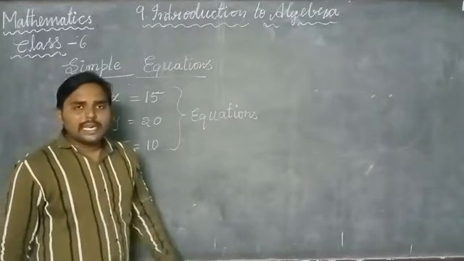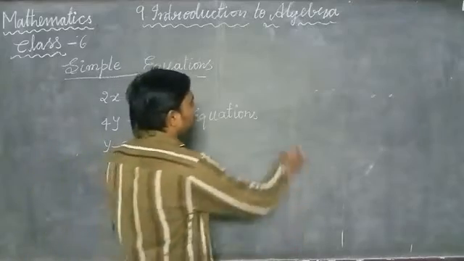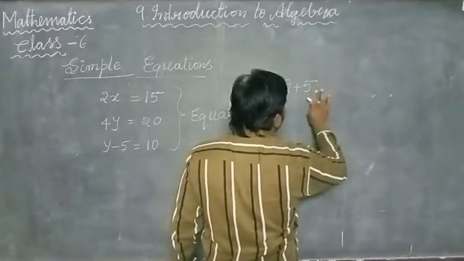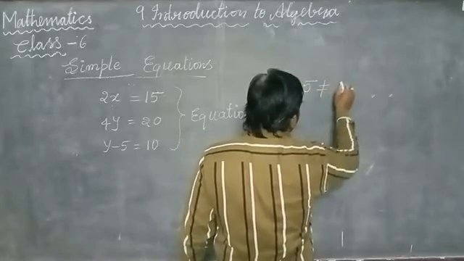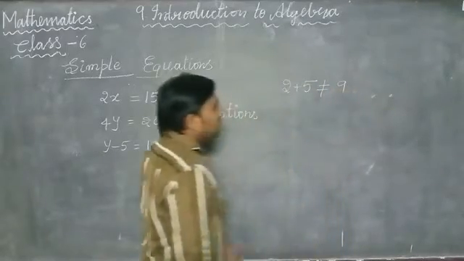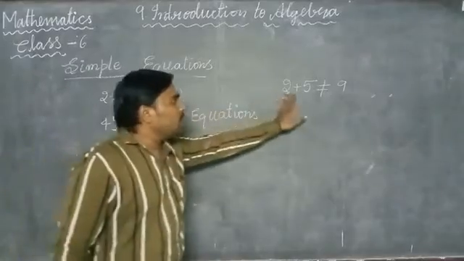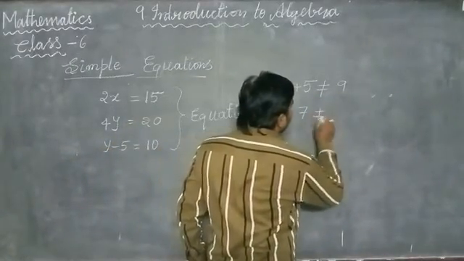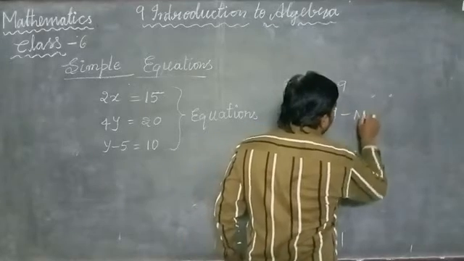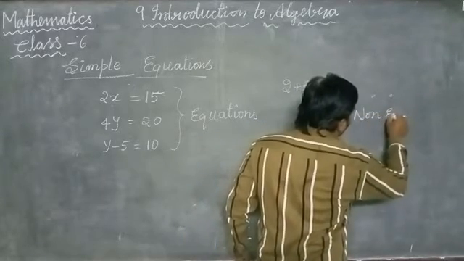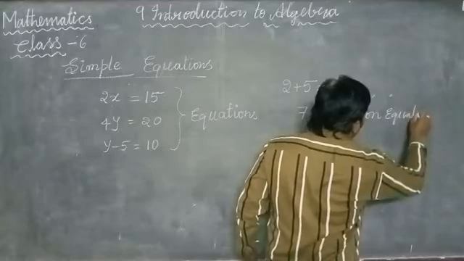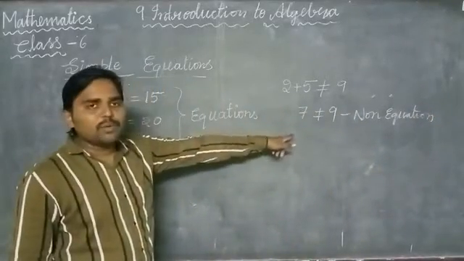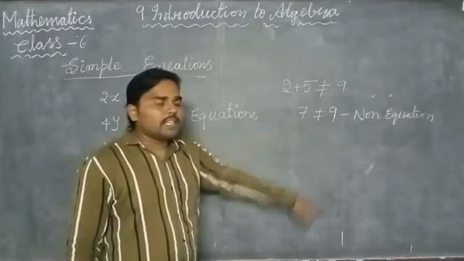Now let us see the non-equations. Suppose here 2 plus 5 is not equal to 9. This is not an equation. Here 2 plus 5 equals 7, but it is not equal to 9. There is no equality between the two terms, so it is a non-equation.